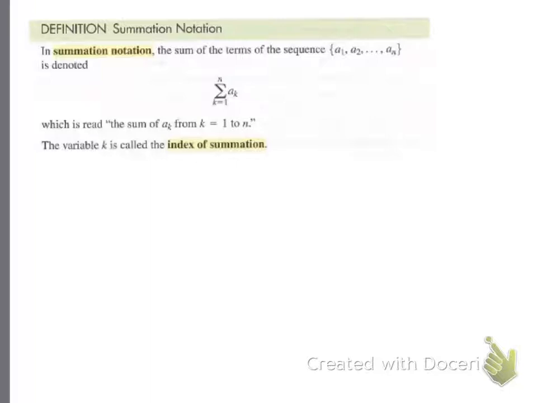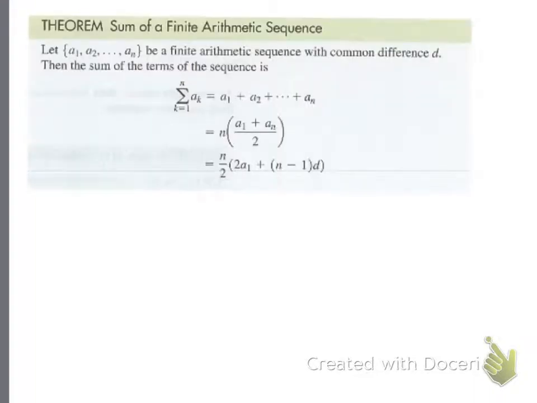Okay, summation notation. That is the sum of the terms of the sequence. This is how we denote it. Notice your sigma. It's read the sum of a sub k from k equals 1 to n. N is the number of terms. So the sum of a finite sequence. Finite means there's a set number of terms, so there's 8 terms, there's 12 terms, there's 20 terms. There's a finite number. You're probably not going to want to use that long formula you see in that box.